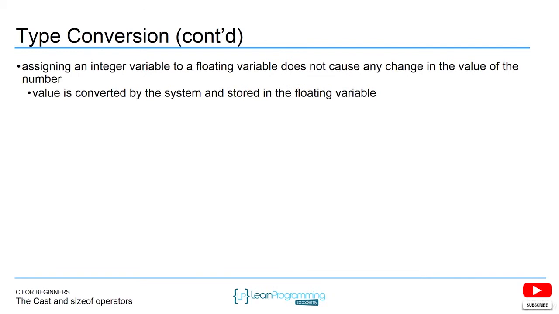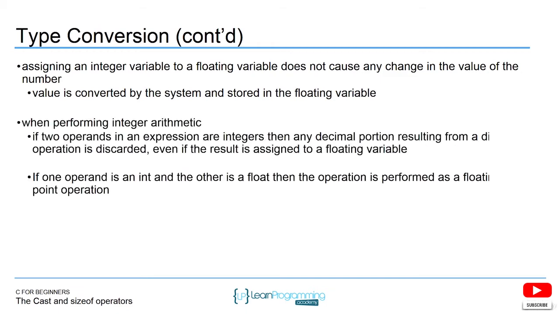Now, if you assign an integer variable to a floating point variable, which is the opposite, it doesn't cause any change in the value of the number. The value is converted by the system and stored in the floating point variable. So you don't really have to worry about assigning an int into a float. If you assign 12 to a float, it's still going to be 12, just 12.0.